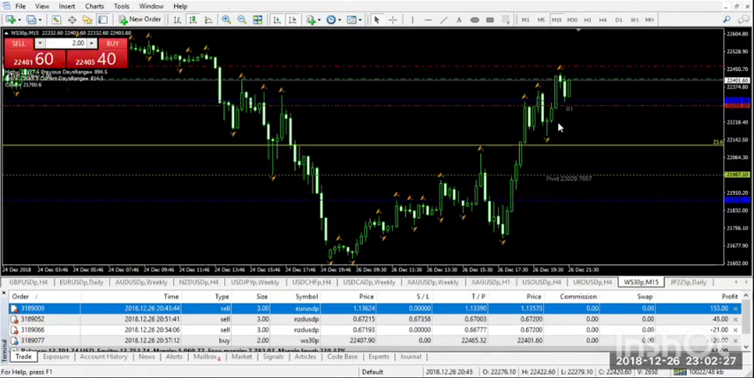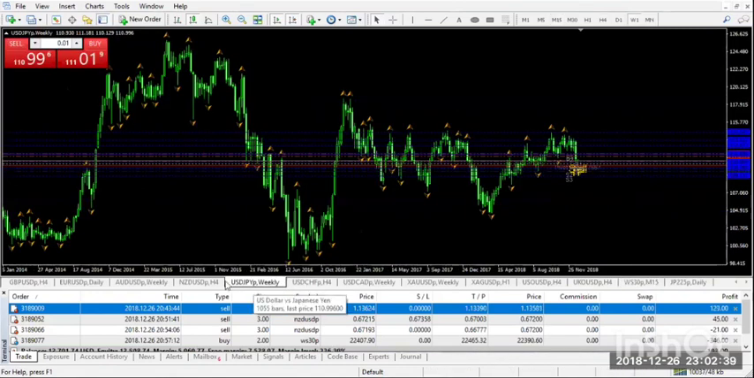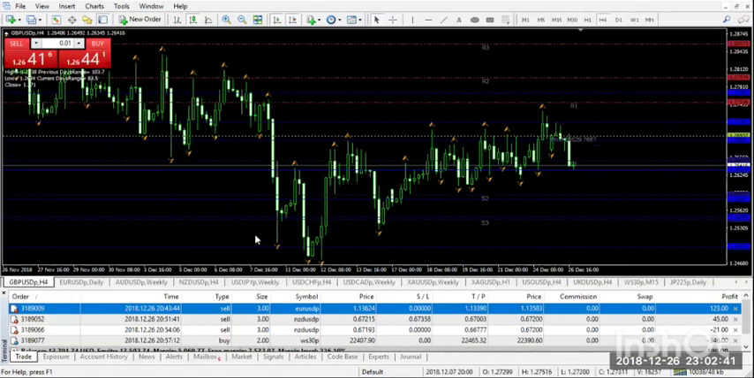Can we show it on JPYUSD as well? Yes. Okay, there you go. So this has happened here too. We have several swing lows.